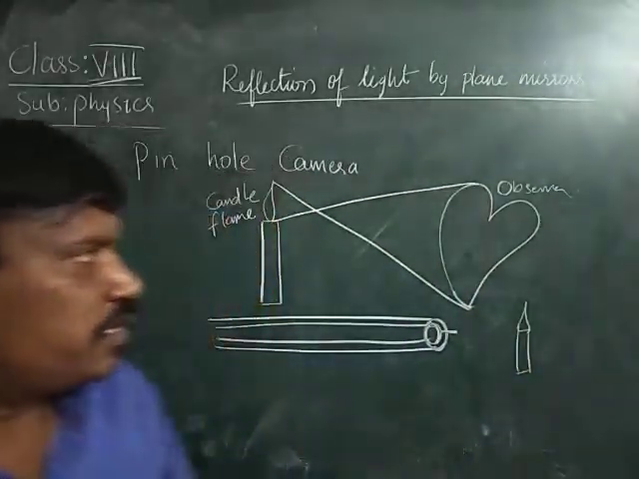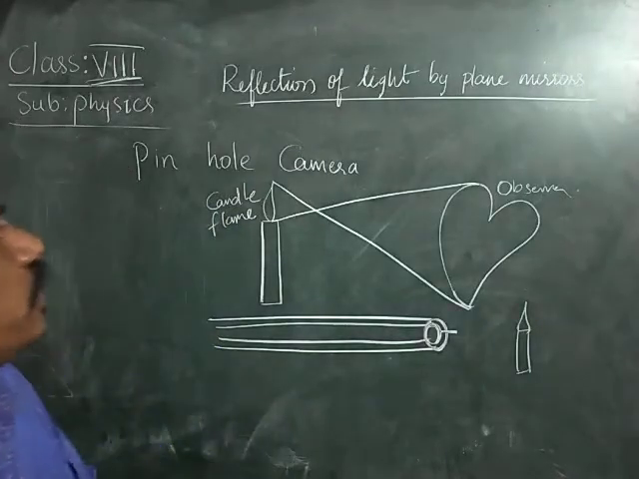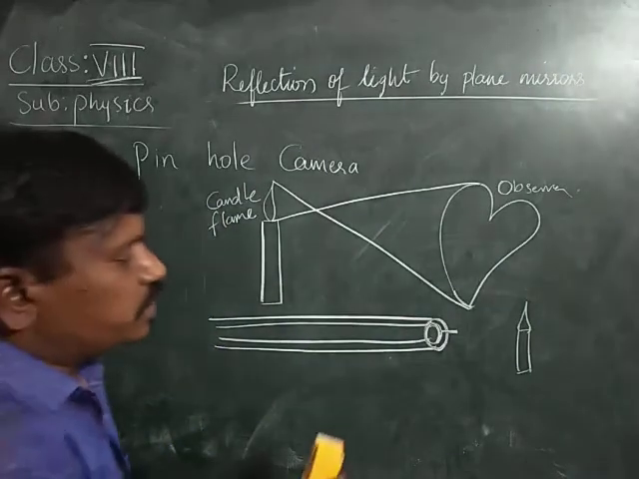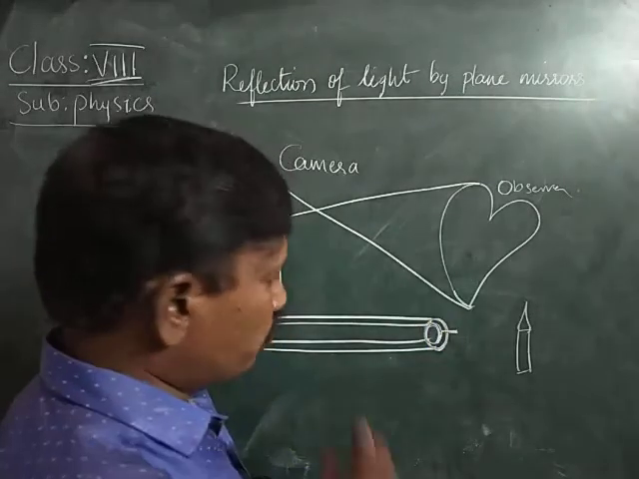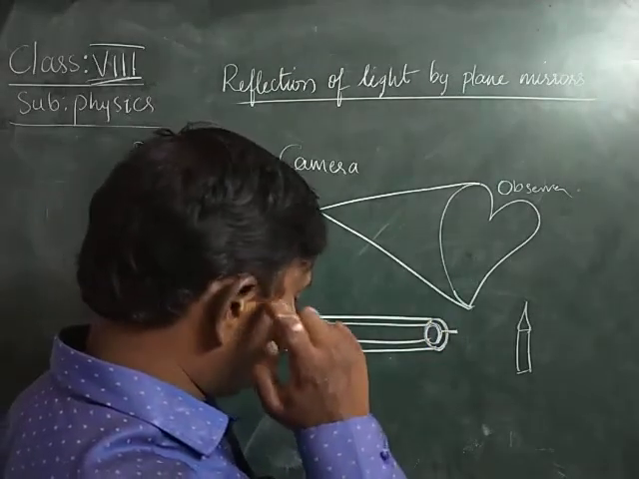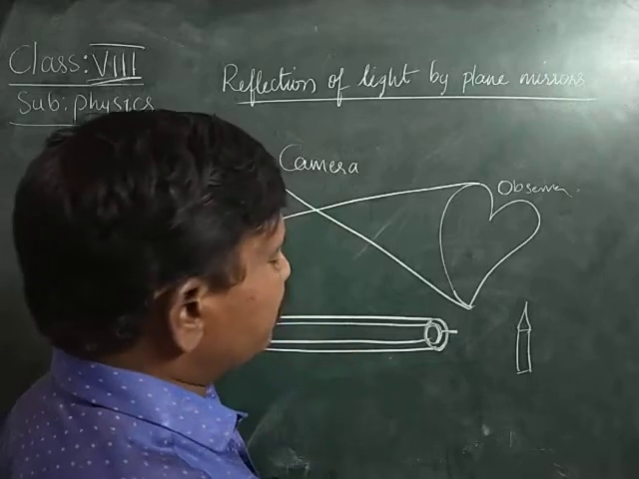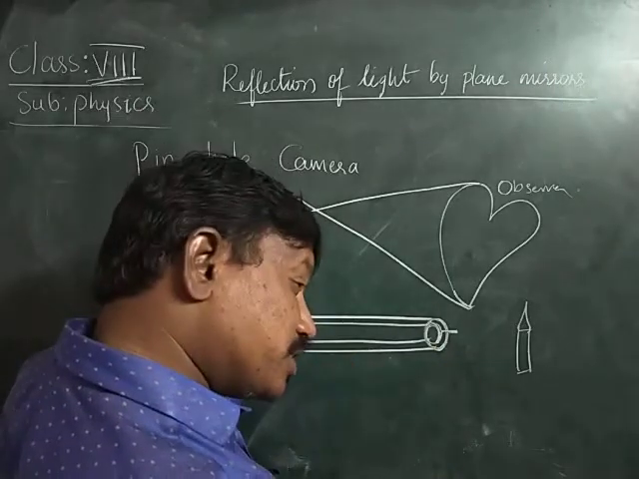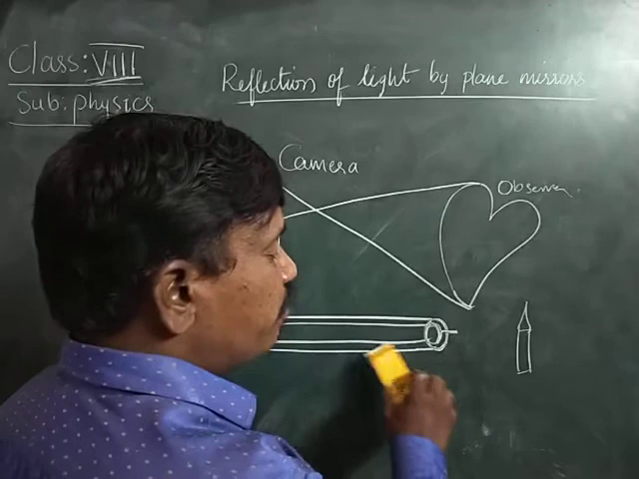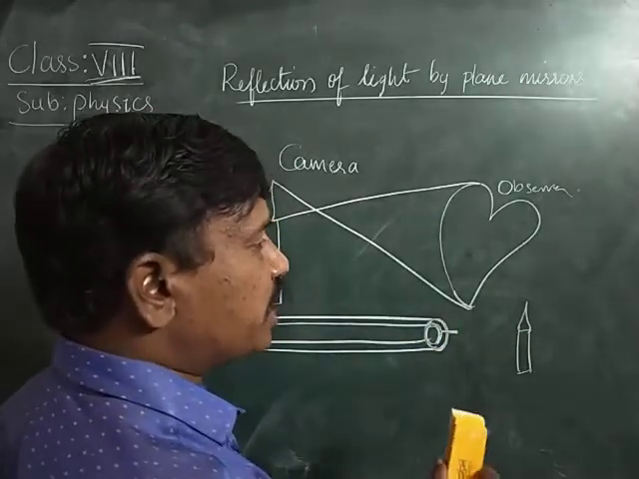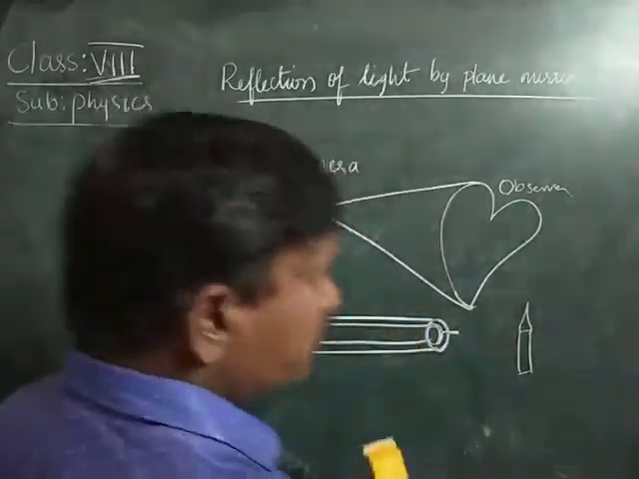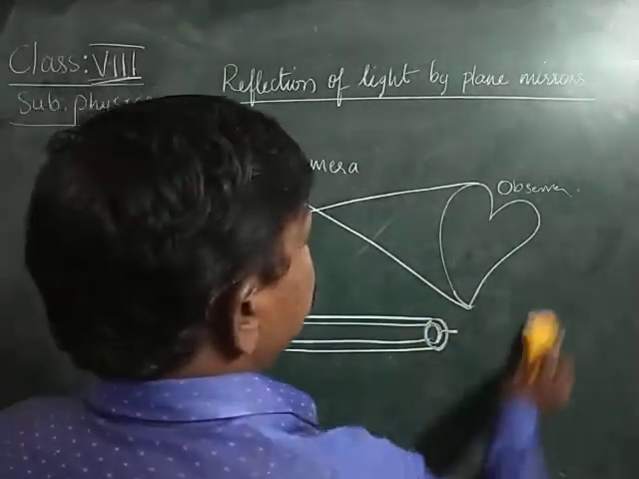Okay, children, right? Have you got it? That means when the size of the pinhole is increased, we get a blurred image. And here we are able to see the objects by using the pinhole, where the inverted image can be seen over here.